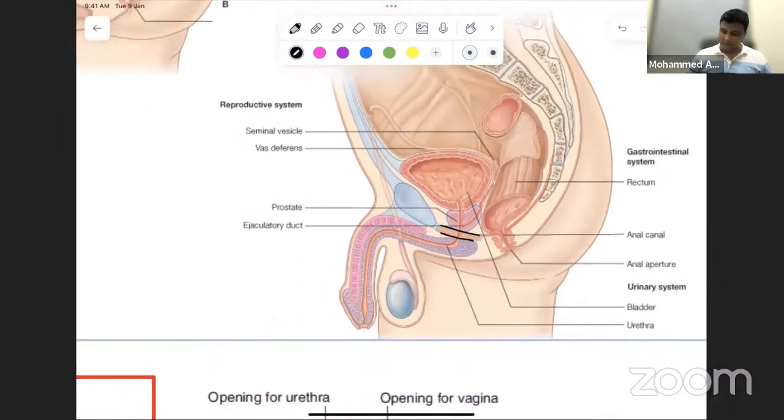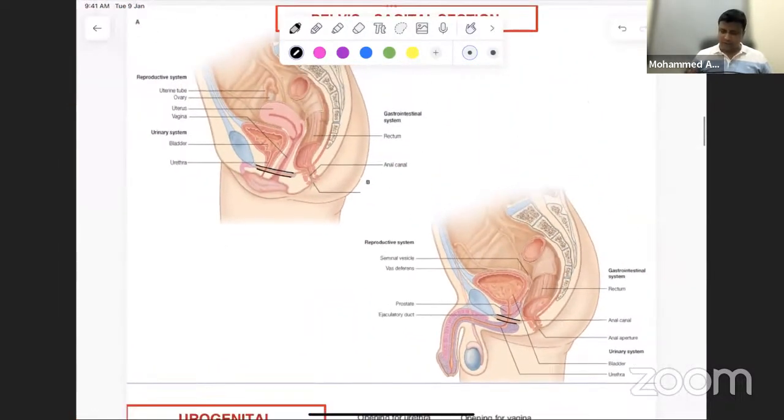So let me do one thing here, sir. This diagram is actually the complete diagram of the male pelvis and the female pelvis. And from this diagram, let's remove the urogenital diaphragm. Let's remove it, sir.